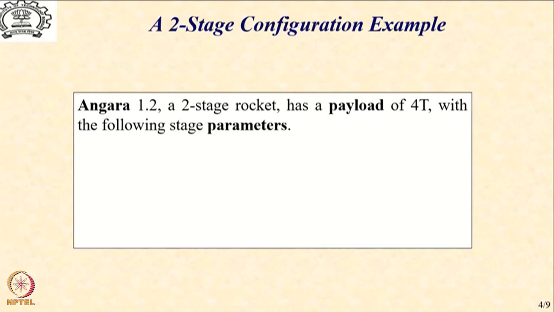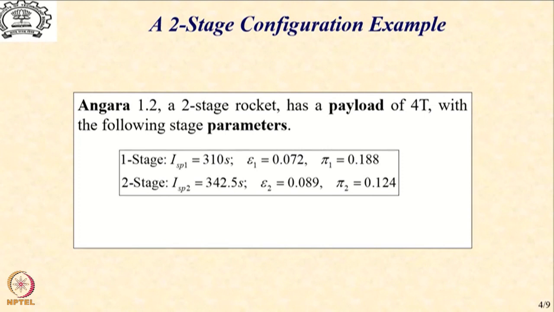Let me demonstrate this through an example of a rocket which is in literature. You can look it up, called Angara 1.2. It is a two-stage rocket which is supposed to launch a 4-ton payload and has the following stage parameters as per our solution methodology. Its first stage has the propellant with ISP of 310 seconds. Of course, for this exercise, it is not really required. It has a structural ratio of 0.072, or what I call 7.2% structural mass and remaining 92.8% propulsion mass, and a stage payload ratio of 0.188, which means the ratio between the mass above the first stage and the liftoff mass of the first stage is 0.188.